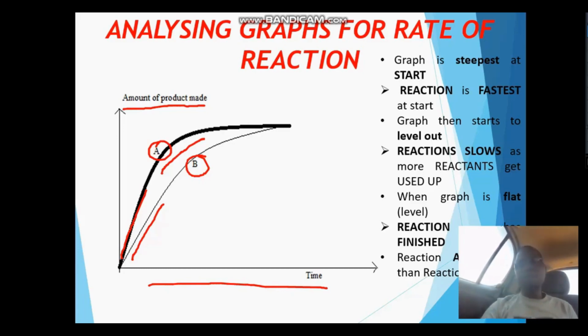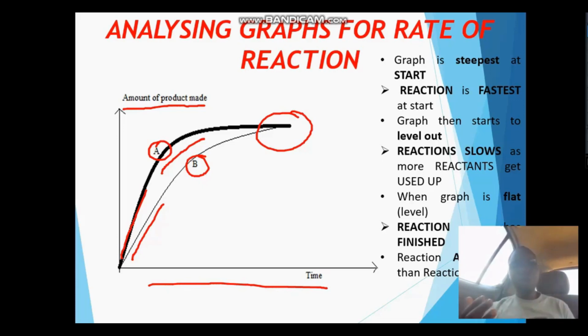When we look at the end here, it is now straight. What does that tell us? The reaction has ended. So at this time, no products are being made, although the time is moving. So at this point, the reaction has finished.